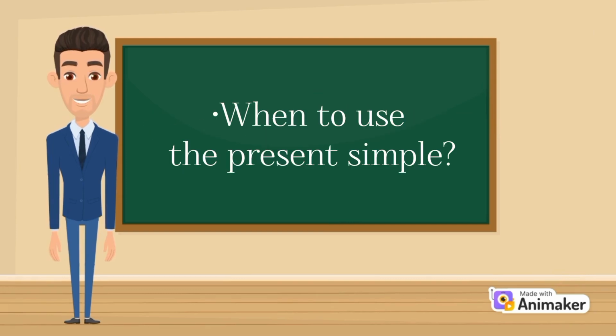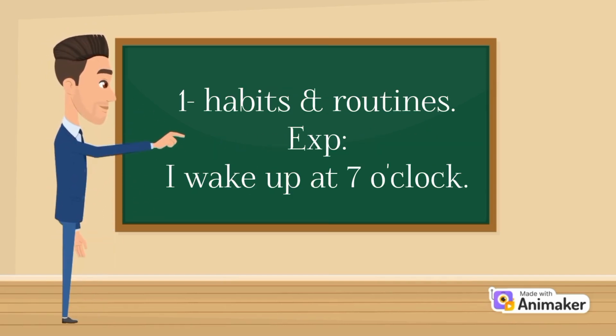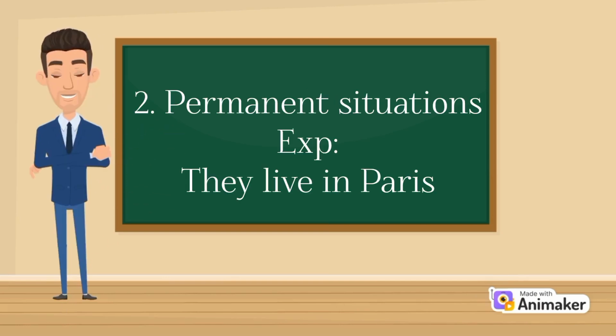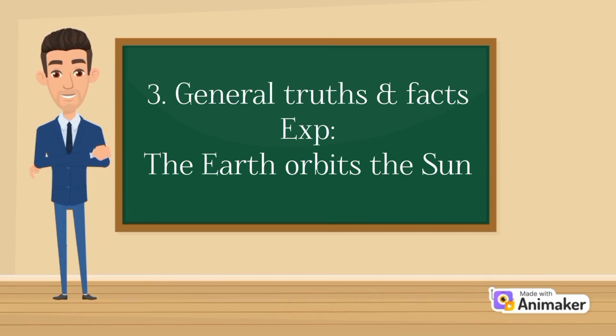When to use the present simple? We use the present simple in 5 main cases. 1. Habits and routines. I wake up at 7 o'clock. 2. Permanent situations. They live in Paris. 3. General truths and facts. The Earth orbits the Sun.